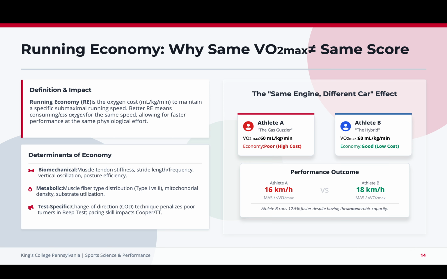Performance outcome: athlete A, 16 kilometers per hour versus athlete B, 18 kilometers per hour. Athlete B runs 12.5% faster despite having the same aerobic capacity.